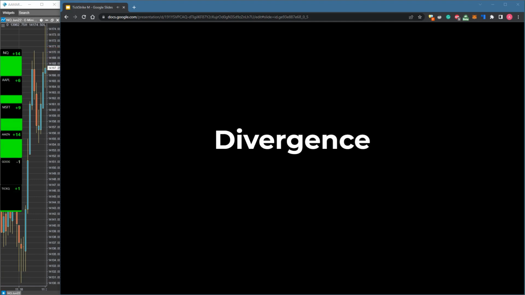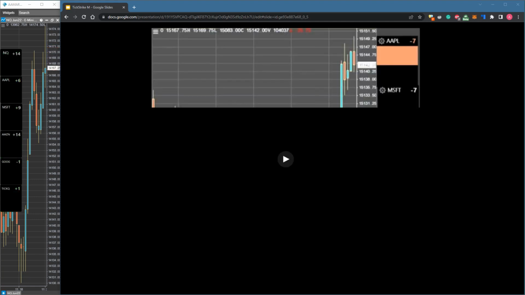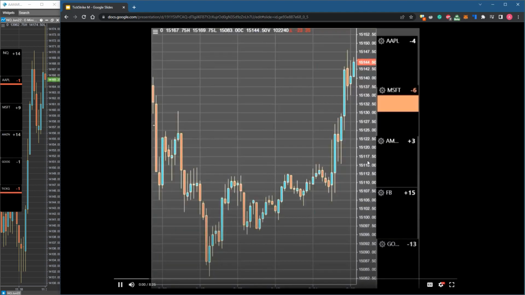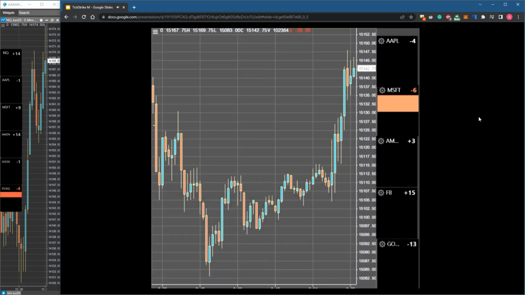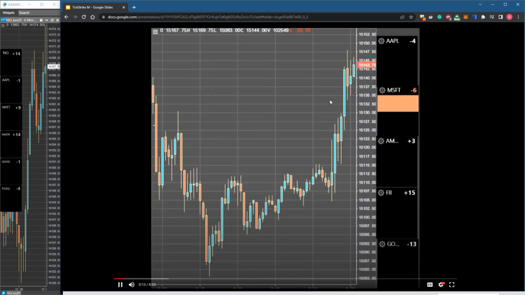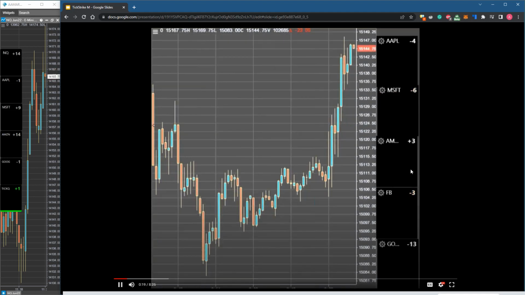Another interesting way to use TickStrike, which is pretty cool, is divergence. So if we look at right now, we've got this chart showing the NQ, and we're seeing it move higher. But Microsoft is showing red. Facebook is showing red, which is kind of curious. So let's just play out.